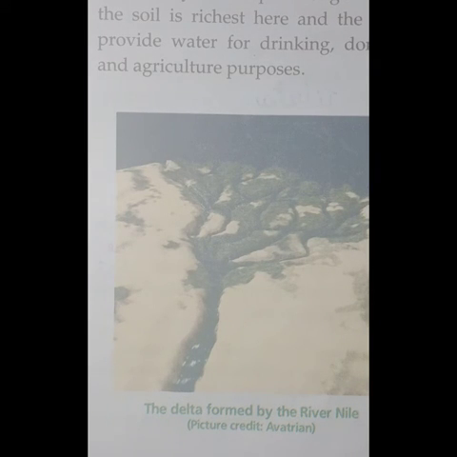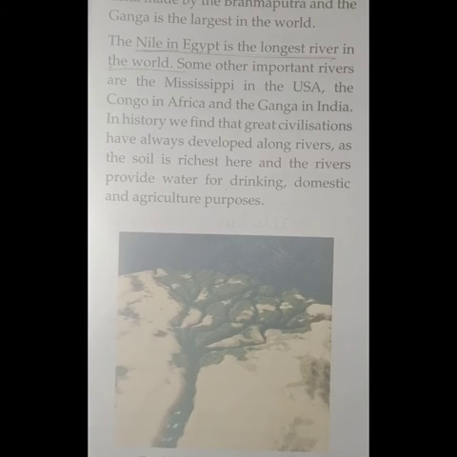The delta made by the Brahmaputra and the Ganga is the largest in the world. You can see in the picture a delta formed by the river Nile. The Nile in Egypt is the longest river in the world.